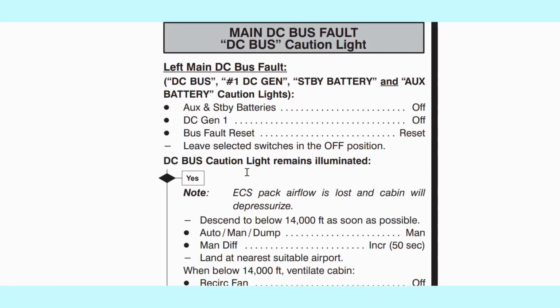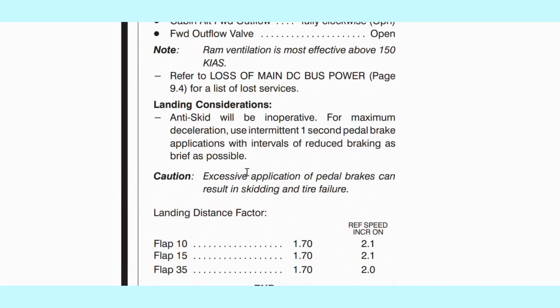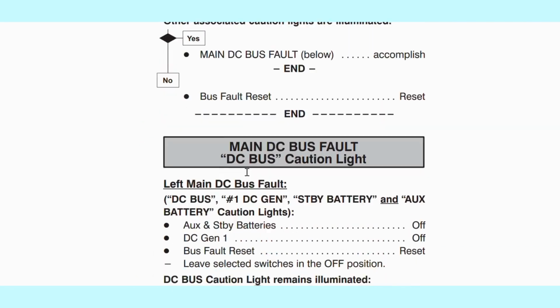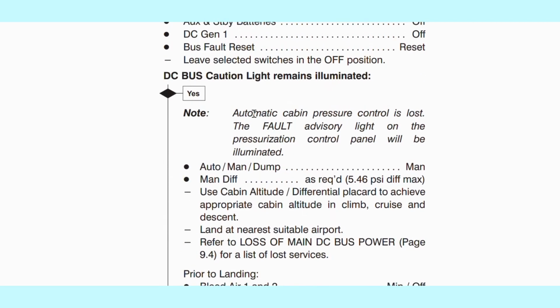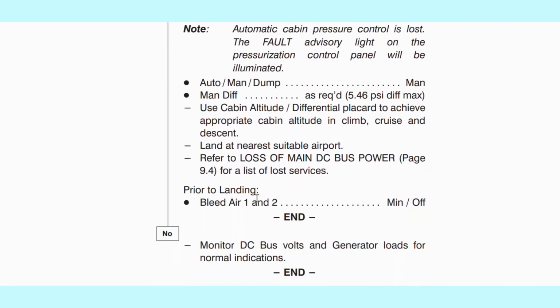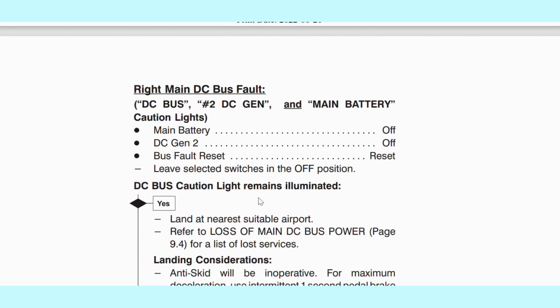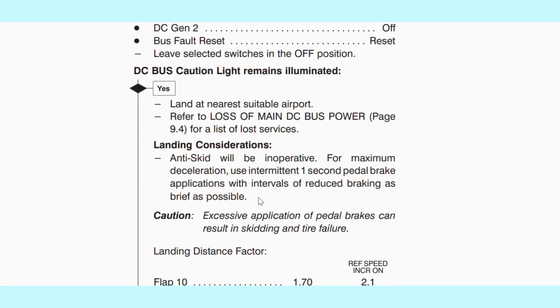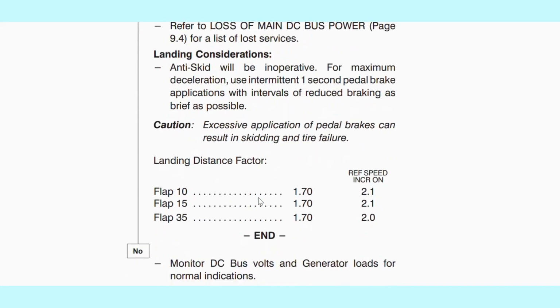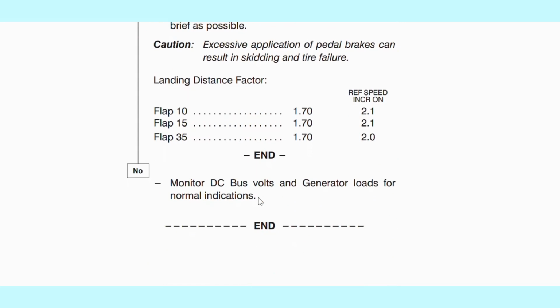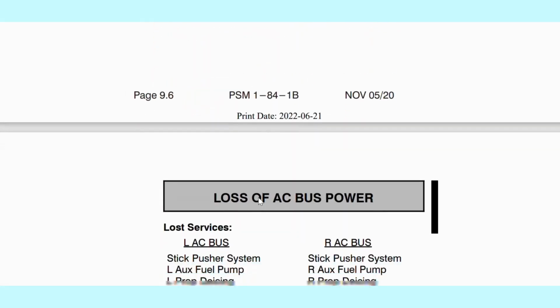Okay, and if you look at the same section, but where the revised ECS logic is incorporated, okay, here it says auto cabin pressure control is lost. You will have the fault advice light on the pressurizing control panel will be illuminated. Then you do the depressurization maneuver, okay, and you go ahead and descend, and if needed you land at the nearest suitable airport. That's where the difference comes, if you can see what's happening. Okay, and the same thing here. I don't think there's much of a difference here to the one up there. The only difference was about the pressurization, what happens to it in which system. Okay, so that's that. And now we go to loss of AC bus power.